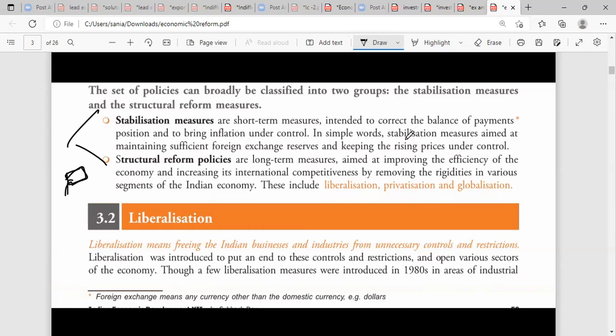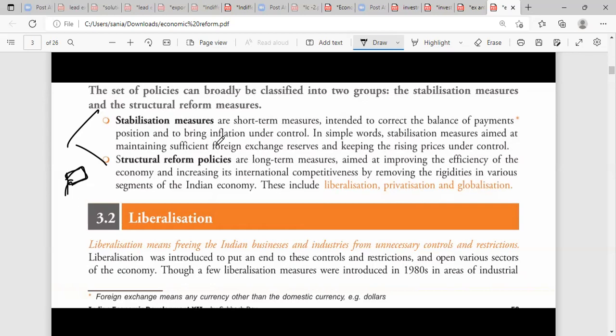In simple words, stabilization measures aim at maintaining sufficient foreign exchange reserves and keeping the rising prices under control. Once this is done, we will focus on structural policies. Structural policies are long-term measures aimed at improving the efficiency of the economy and increasing international competitiveness by removing the rigidities in various segments of the Indian economy. This includes liberalization, privatization, and globalization.